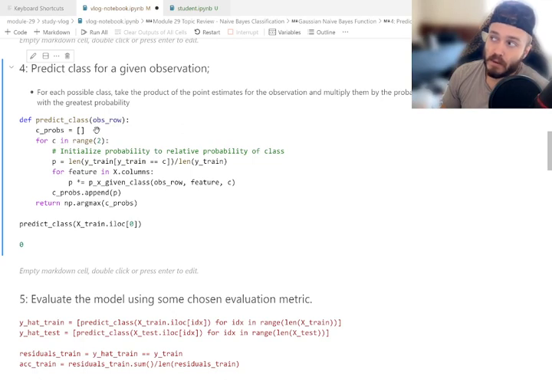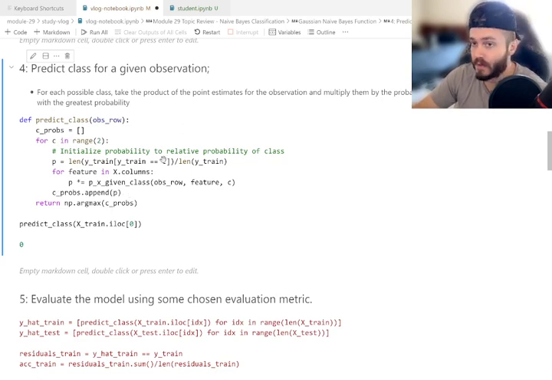Because if you're dealing with binomial classes, if the probability of one class is 0.75, the probability of the other class has to be 0.25. So whichever class has the greatest probability after this is all said and done, after you've calculated all your point estimates for each feature, you're then going to select whichever class has the highest probability, and that's what you're going to classify that observation as, which in this case is 0.